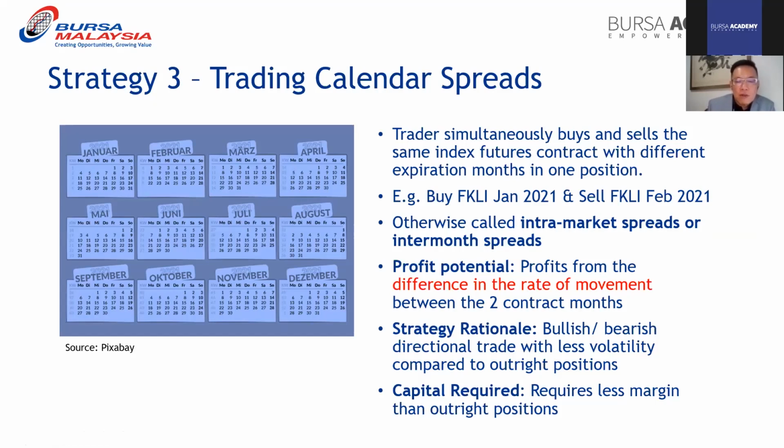So let's say, for example, I'm very bullish on the market. So I buy a January contract, a January 2021. Later, I'll show you one example. I'm expecting that the January contract will move faster upwards compared to the February. So I'm trading the relative movement, and this is very interesting.